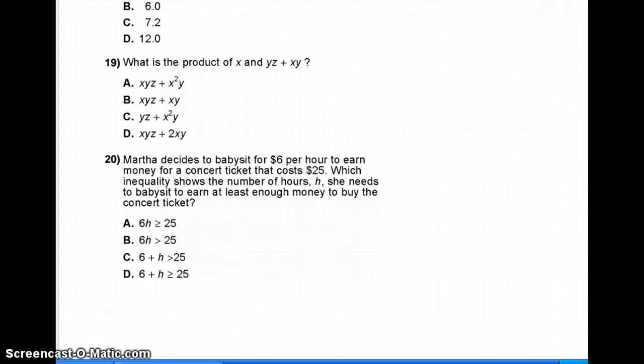Number 19, what is the product of x and yz plus xy? Number 20, Martha decides to babysit for $6 per hour to earn money for a concert ticket that costs $25. Which inequality shows the number of hours h she needs to babysit to earn at least enough money to buy the concert ticket?